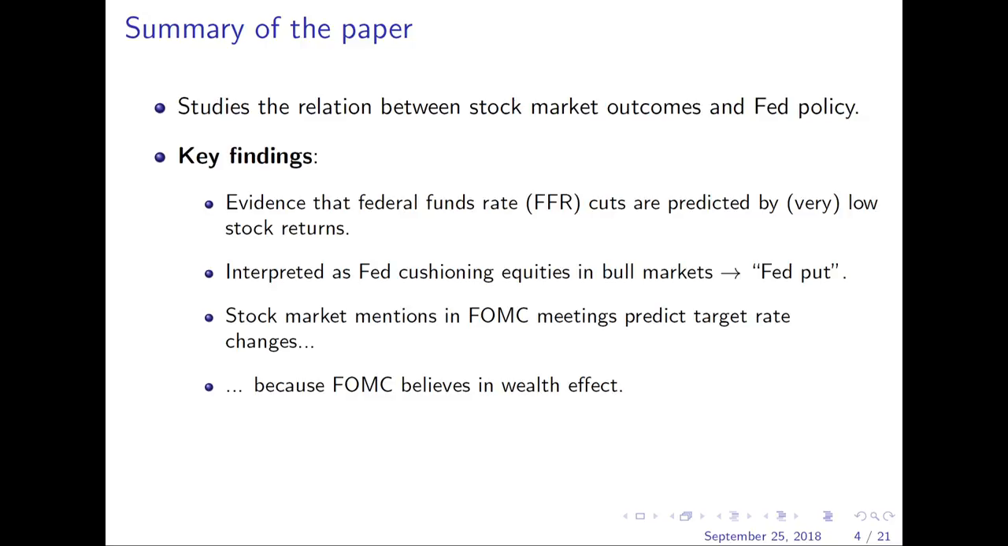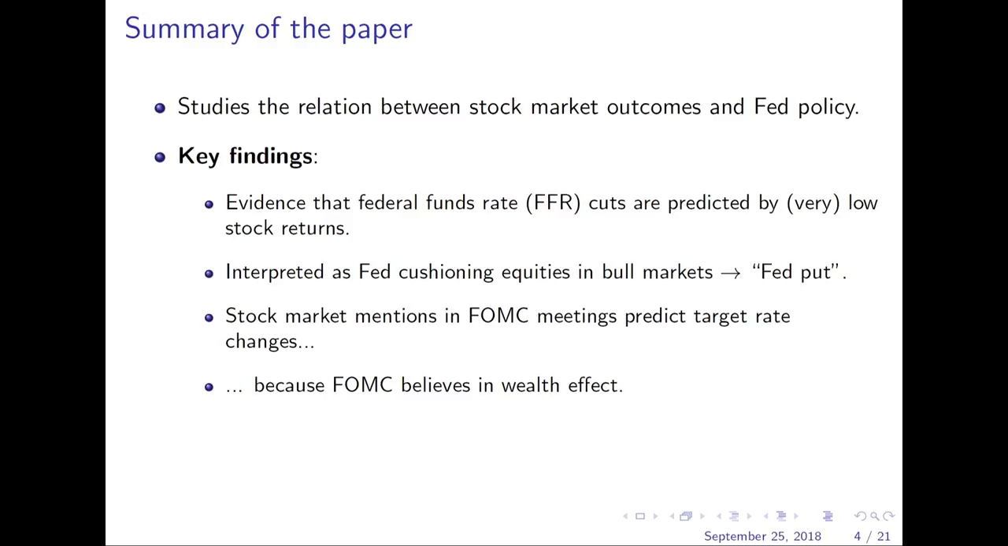So the paper studies the relation between stock market outcomes and Fed policy. The key findings are, and Annette did a really nice job summarizing the results, so I'll just go through the four bullet points that are my read of the main results. The key findings are that federal funds rate cuts are predicted by very low stock returns in preceding FOMC cycles. This is interpreted as the Fed cushioning equities in bull markets. And so Annette and Anna call this the Fed put.